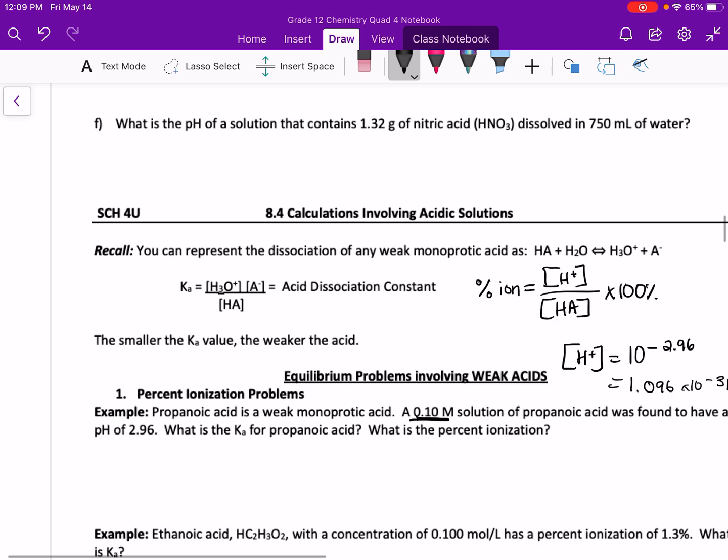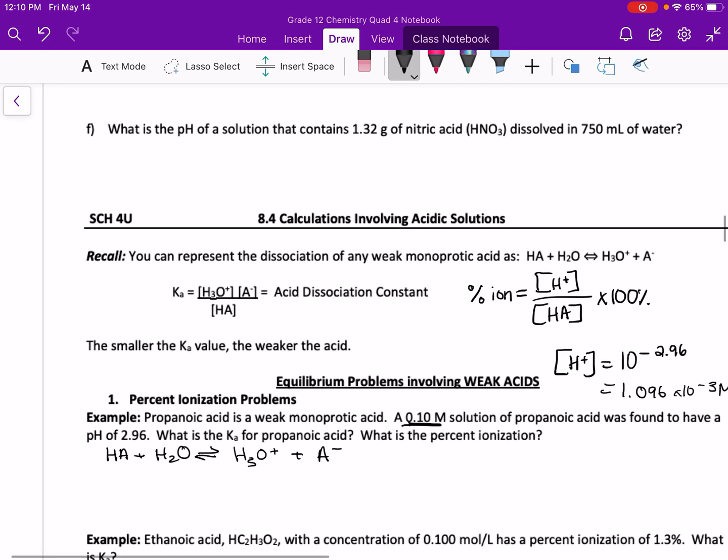So when we look at our equilibrium expression, where HA is propanoic acid, hydronium and hydrogen ions are representing the same thing. Hydronium is what will exist in nature more accurately. Initially, we have 0.10 moles of propanoic acid and nothing of our hydrogen ion and our conjugate base.